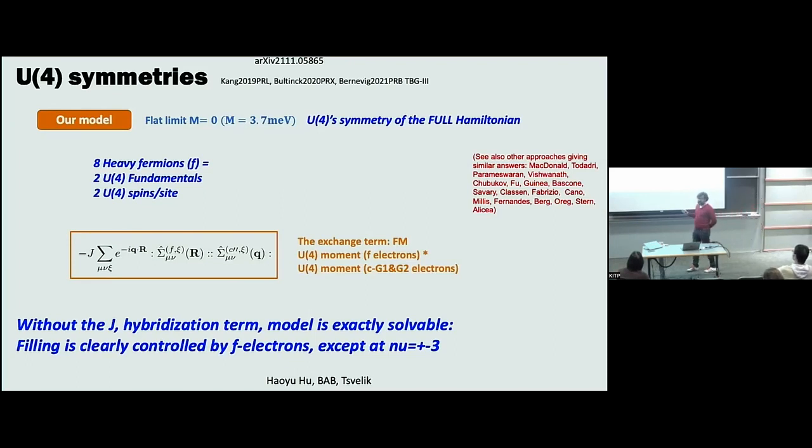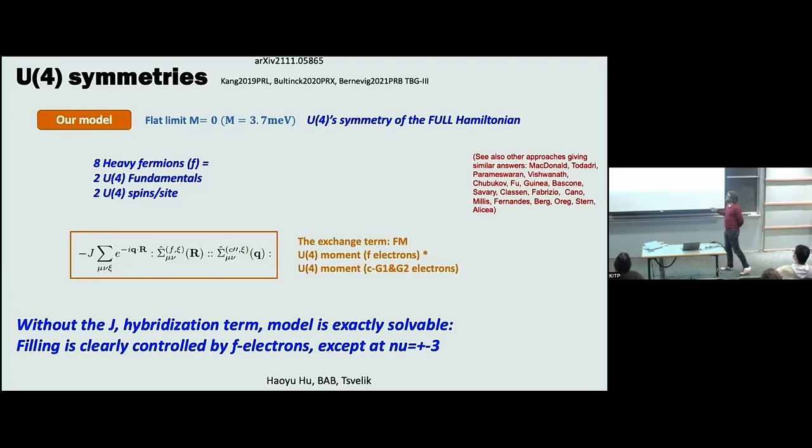In this heavy fermion model, due to some extra symmetry, in some limit, which we call the flat limit, which is not, for the experts, equal to the chiral limit. In the flat limit, you have a U4 symmetry of the full Hamiltonian, which we characterize as the same as the projected U4 of these projected Hamiltonians.